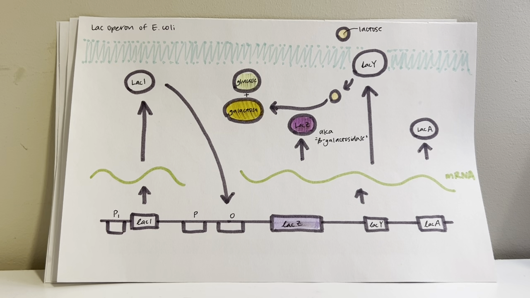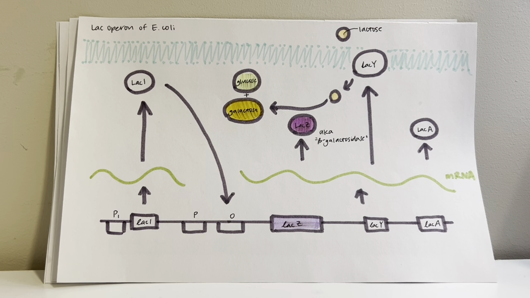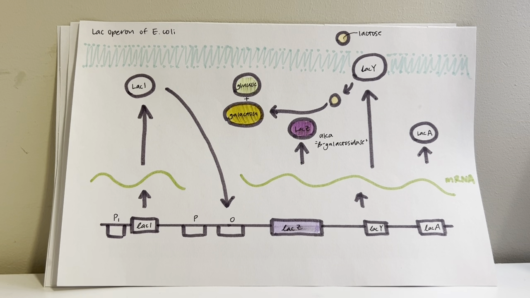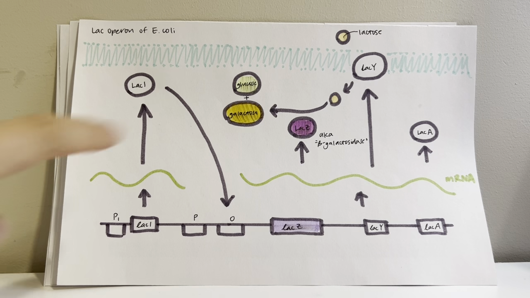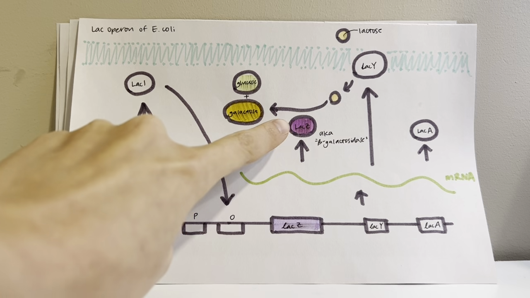So here we have an image of the lac operon in E. coli, and while there are a lot of moving parts to this mechanism, we're going to focus on the Lac Z gene, demonstrated right here. So when the operon is turned on and this DNA sequence is all transcribed into mRNA, Lac Z is going to express Lac Z.